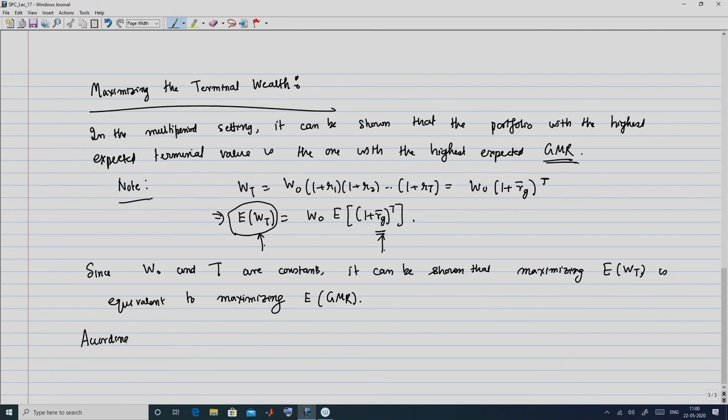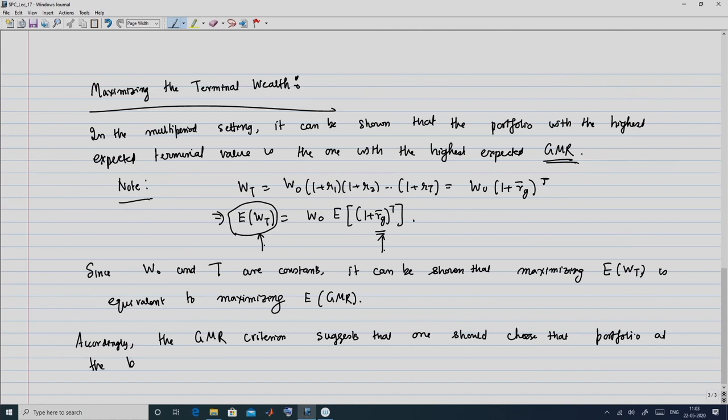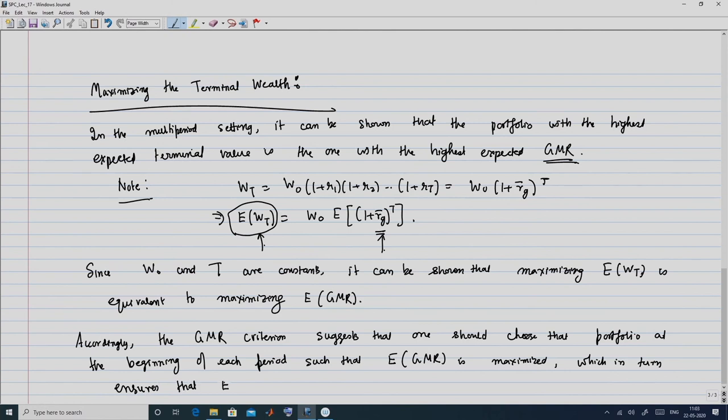So, accordingly, the GMR criteria suggests that one should choose that portfolio at the beginning of each period such that the expected value of GMR is maximized, which in turn ensures that E of WT is maximized.